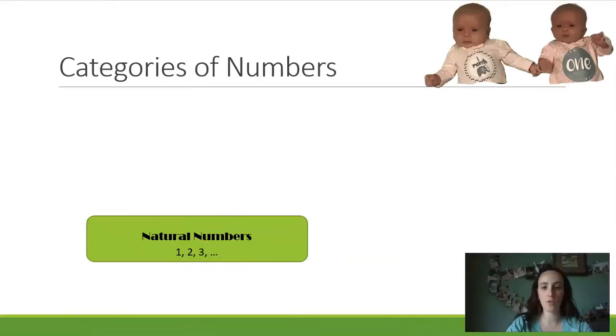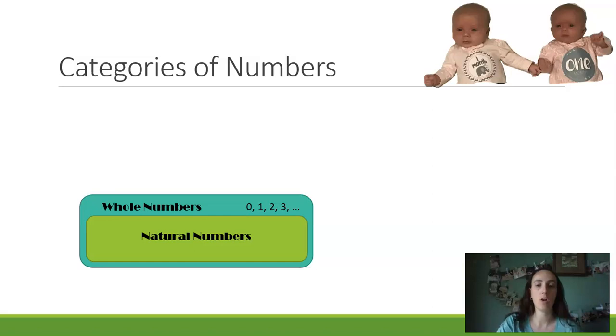Earlier in your math career, you should have learned about different categories of numbers. The first category are natural numbers. Natural numbers are the same thing as counting numbers, so 1, 2, 3, etc. Then we learned about what are called whole numbers. Whole numbers are the natural numbers, but it just now includes 0.